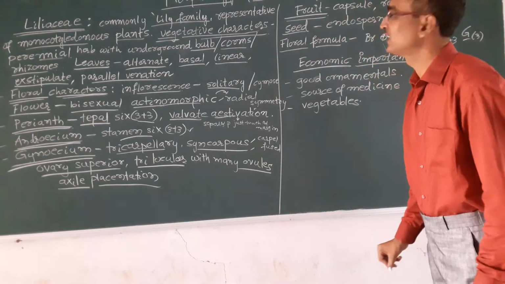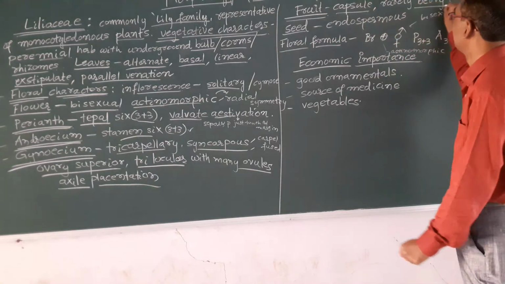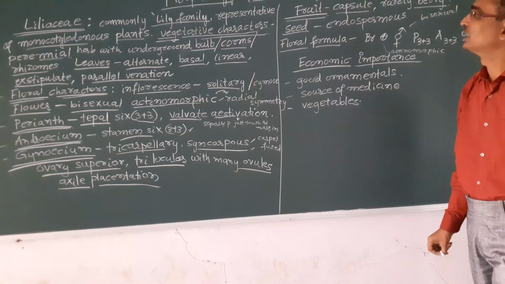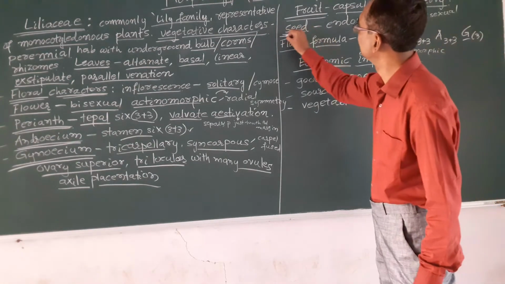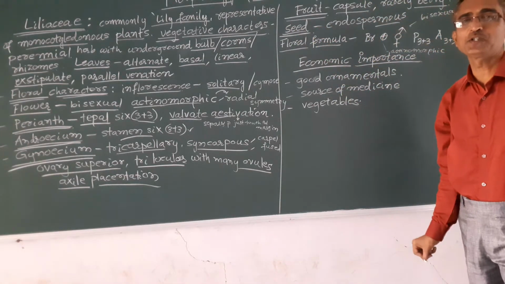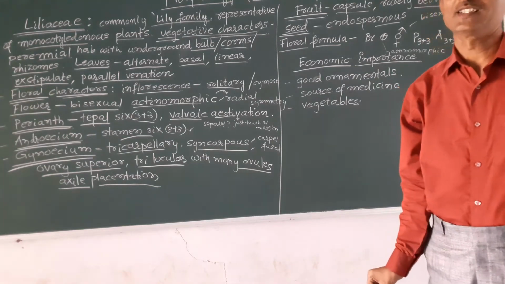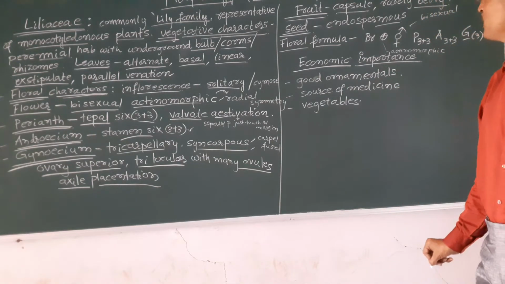The fruit here is a capsule, or rarely a berry. And the seed is endospermous. That means it has endosperm, which is the reserve food that supplies the growing embryo.